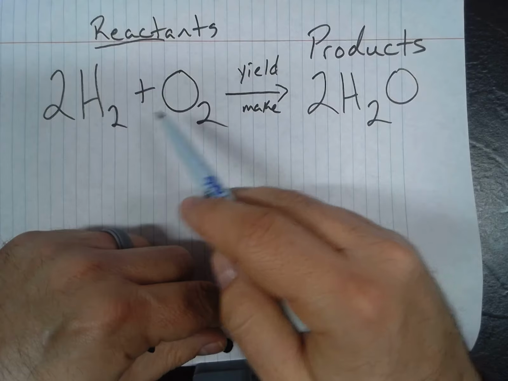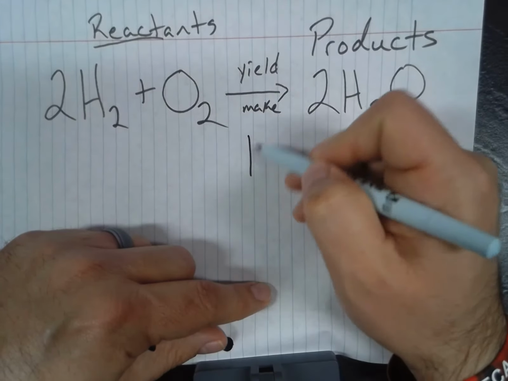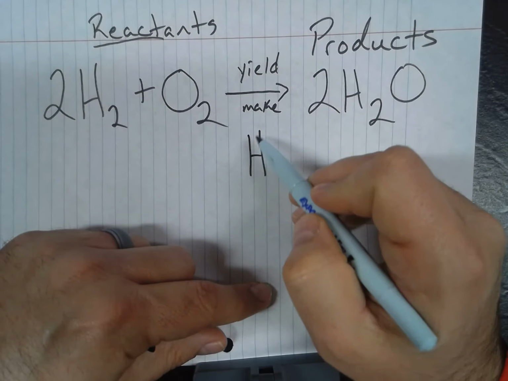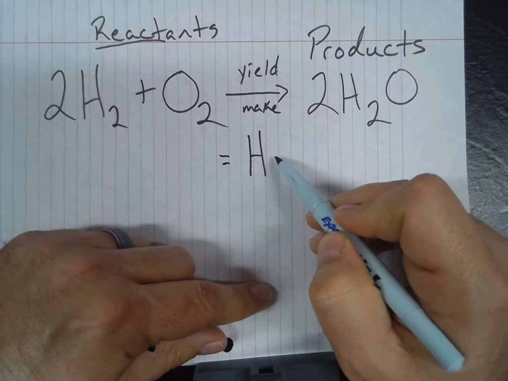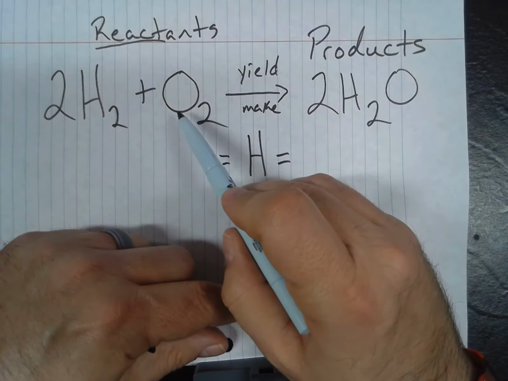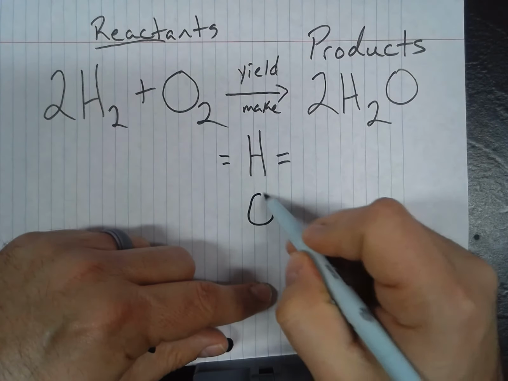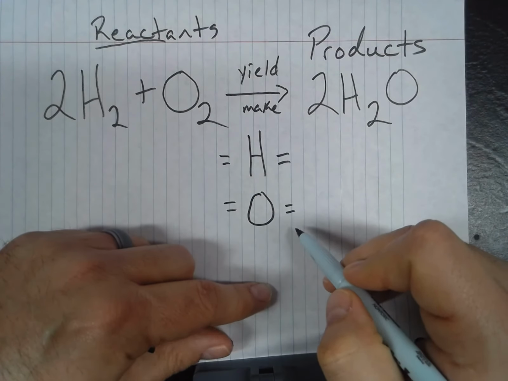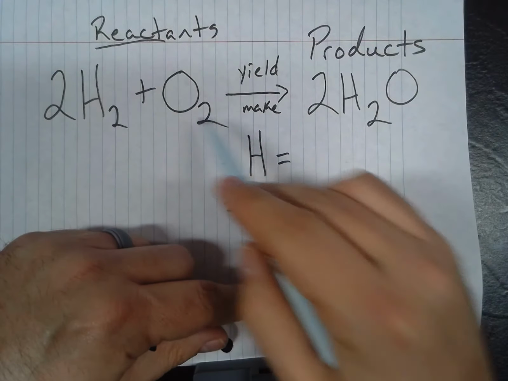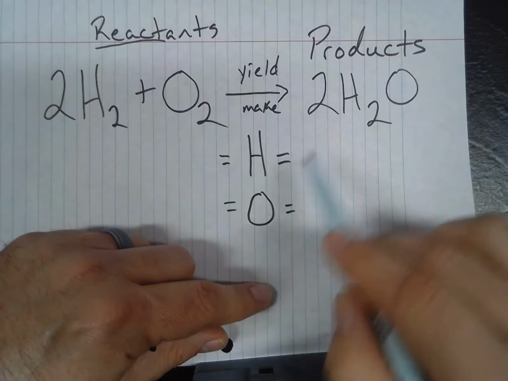So if I look this way, I see a capital H, which is hydrogen, and I'm going to write it down here in the middle, and I'm going to put an equal sign on both sides. I also have oxygen. Okay, so I'm going to put an O. All right, and if I look, that's all I have. I have hydrogen and oxygen.